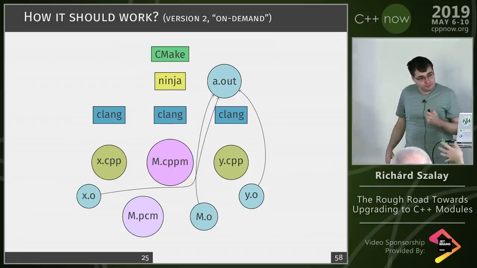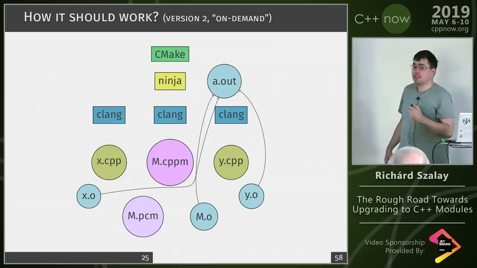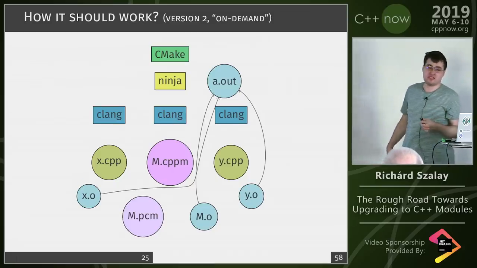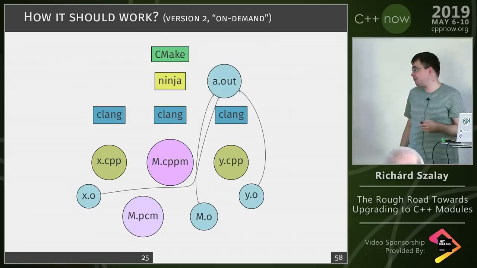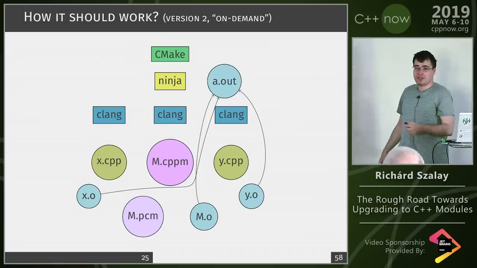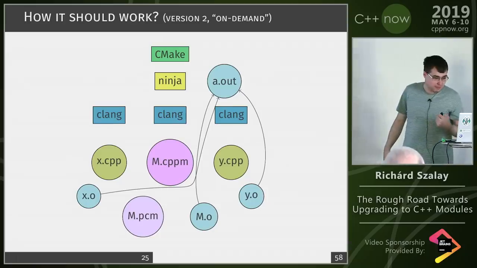So CMake recently added support for GCC modules. So the comment was that CMake now added support. Back in like March, there's still not. Okay, so now that it's officially a feature, people are catching up.